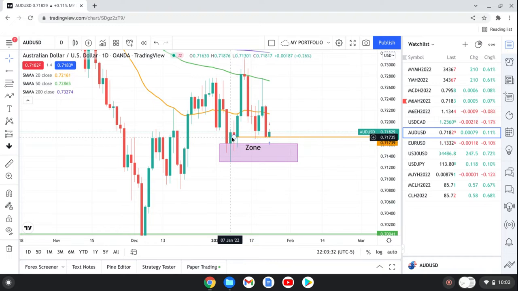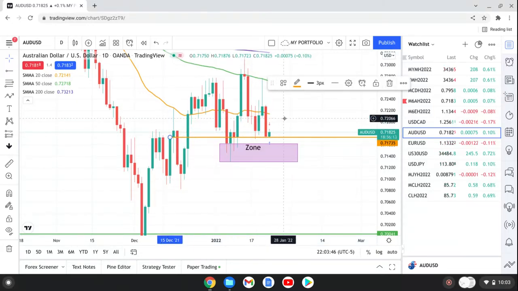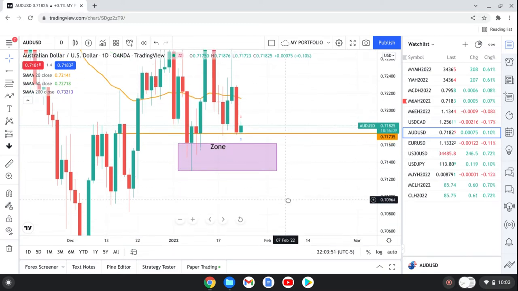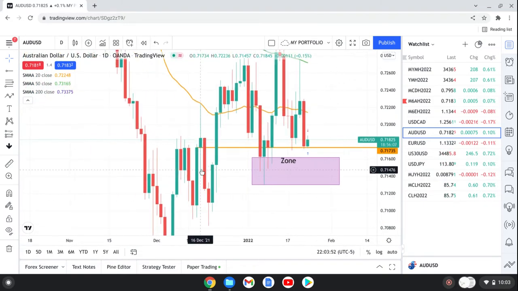So if I continue to go over to the left, let's see if there are any more areas in that area right here. What day is that? The 16th of December. So all I'm going to do is drag my line all the way over here so it can meet up with this candle. That's it. Then I'm going to zoom in a little bit so you get to see it. And there you go.